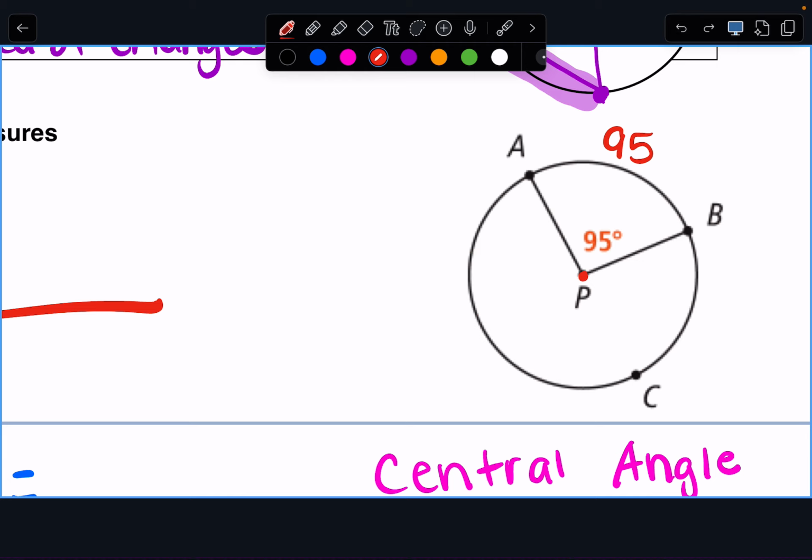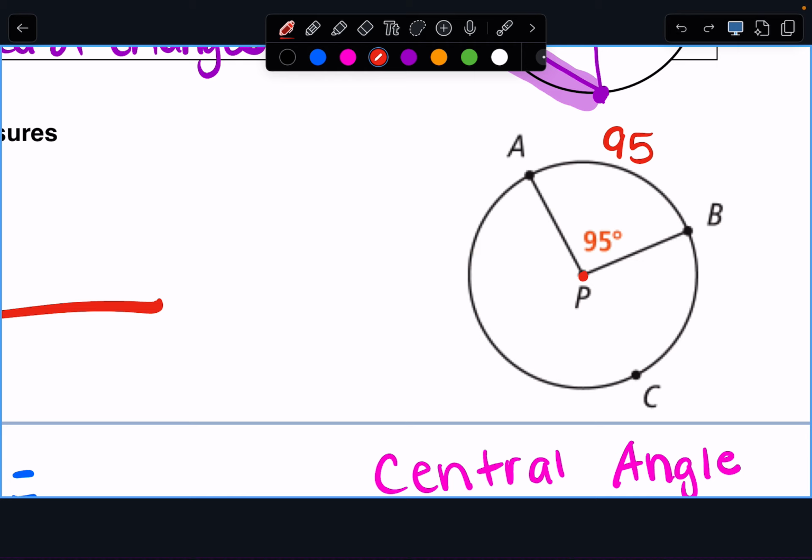All right, so now we're going to introduce a little bit more with arc length. Length is very different. Measure is what we just did. Measure is with our central angle, it's a degree, whereas the length is actually finding the units of the arc and how long it measures, the distance of that length.